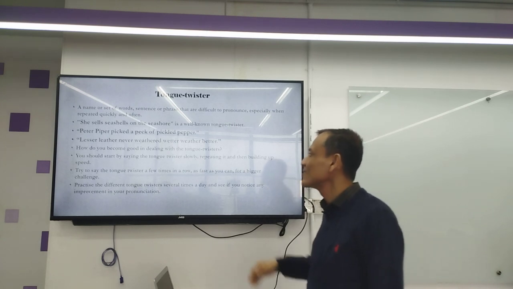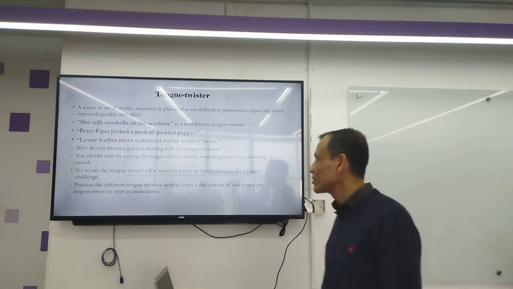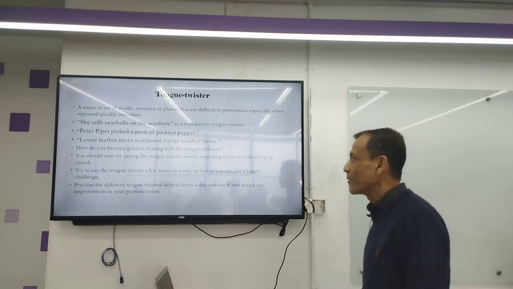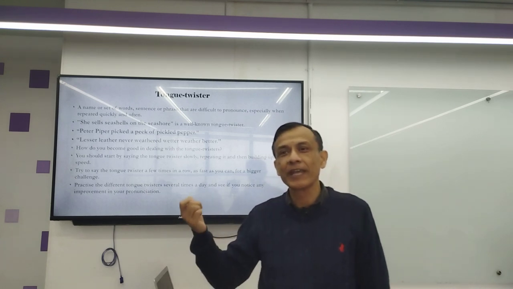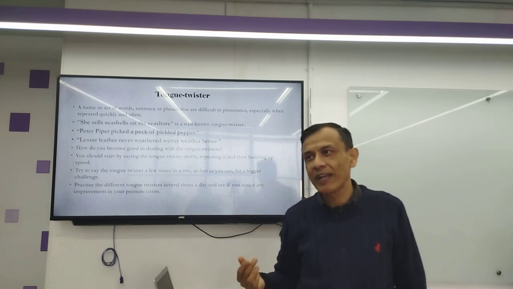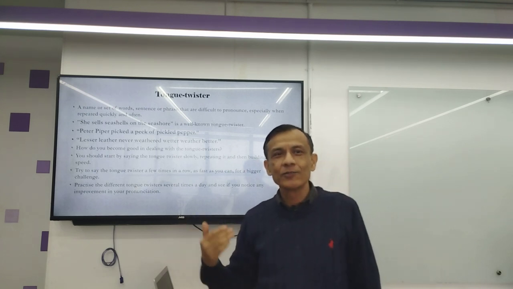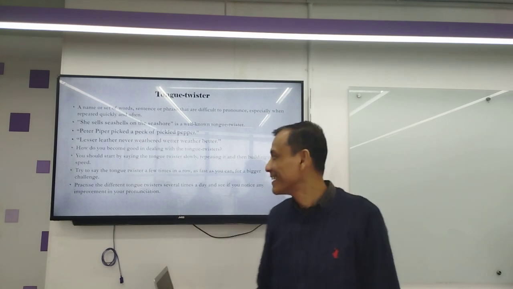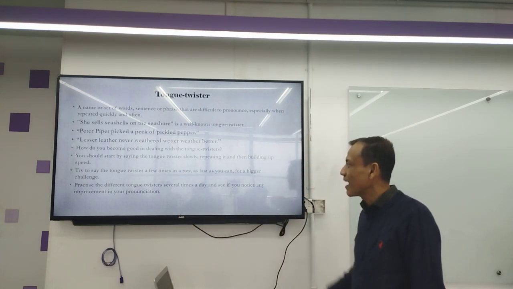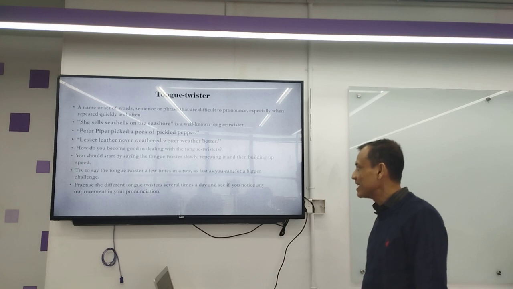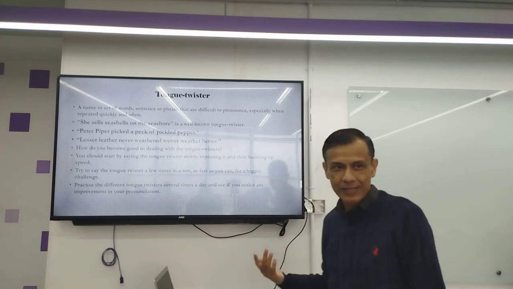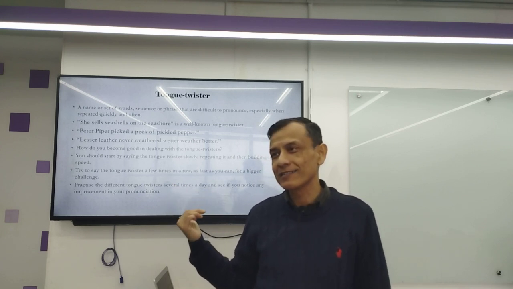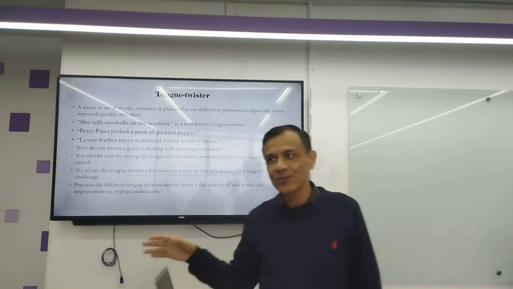So you are supposed to try to say the tongue twister a few times in a row as fast as you can for a bigger challenge. Bigger challenge meaning you are actually trying to be prepared to say whatever other tongue twister comes. So practice the different tongue twisters several times a day and see if you notice any improvement in your pronunciation. So the main point here is you have to practice. That's it. There is no other way to get around this.